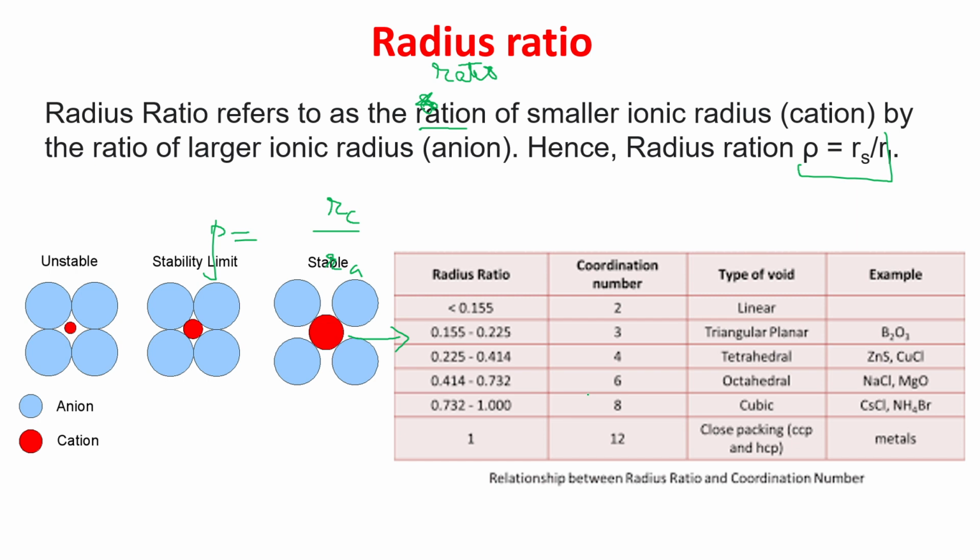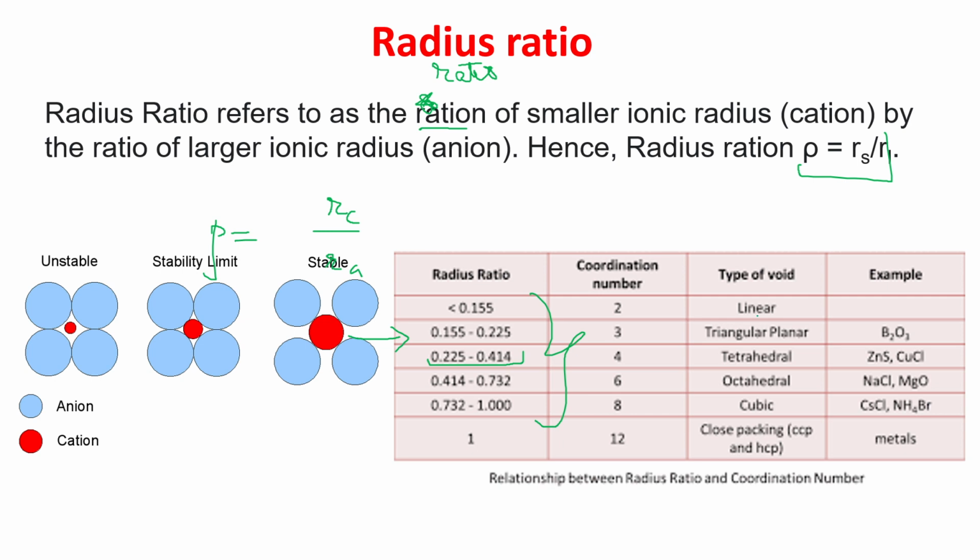So for a tetrahedral void, if the radius ratio for the cation and anion comes out to be in this range, that means that solid will be more stable. So these are basically the limits for the various cations present in the voids of a solid crystal.